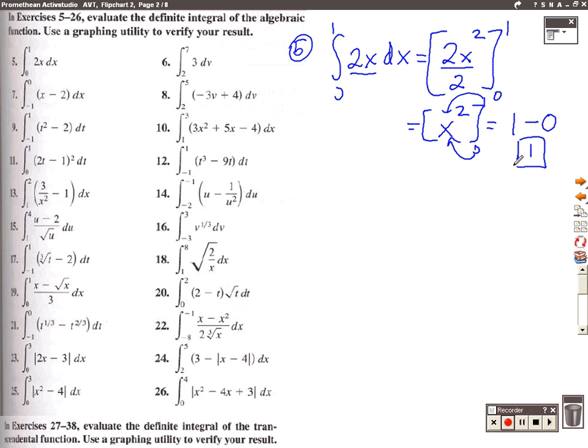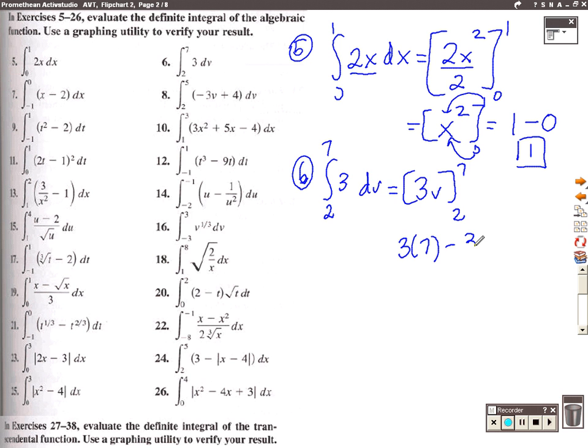Notice number 6 doesn't have an x. Well, that's no big deal for us because we know how to find the antiderivative of 3. And this is dv, so make sure you use the right variable. When you find the antiderivative of 3, you get 3v evaluated from 2 to 7. And so that would be 3 times 7 minus 3 times 2, which would be 21 minus 6, which would be 15.